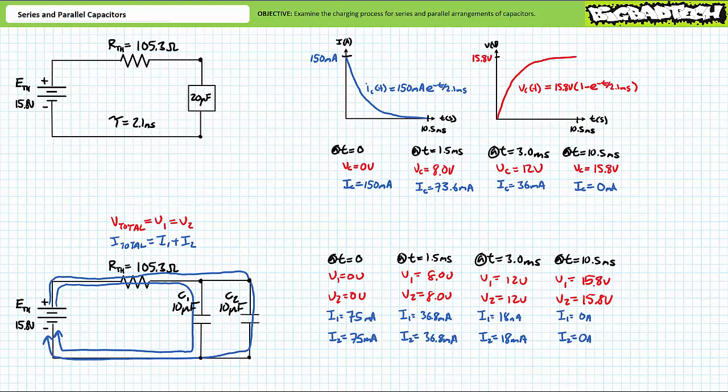At t equals roughly 3 milliseconds, the total current draw of 36 milliamperes splits into 2 equal paths, 18 milliamperes entering C1, and the remaining 18 milliamperes entering C2. Finally, at t equals 10.5 milliseconds, the charge process is complete, current flow ceases, and neither capacitor in the identical parallel arrangement draws current. At any point in time, an application of Kirchhoff's current law demonstrates that current into the total capacitance will be the summation of current through the individual capacitors comprising the parallel arrangement.